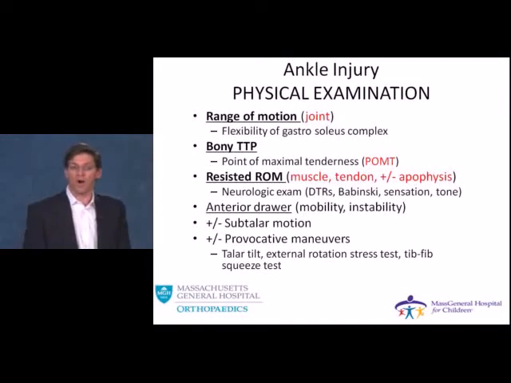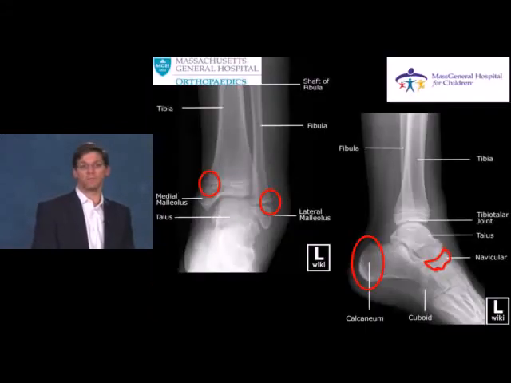If you are very advanced in your musculoskeletal skills, you can consider subtalar motion and additional provocative maneuvers such as talar tilt for examination of the calcaneofibular ligament, external rotation stress test, and tib-fib squeeze test for possible examination for a high ankle sprain or a syndesmotic injury.